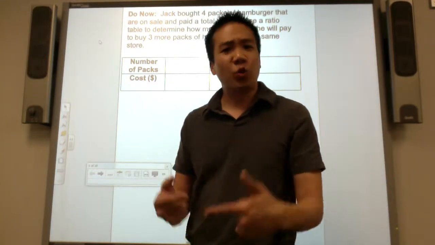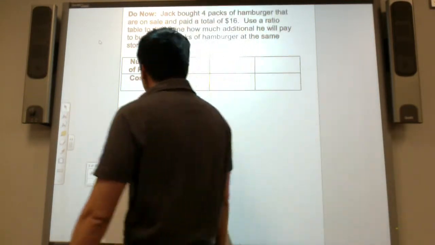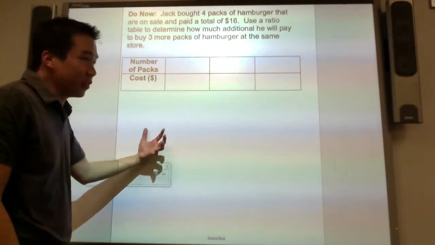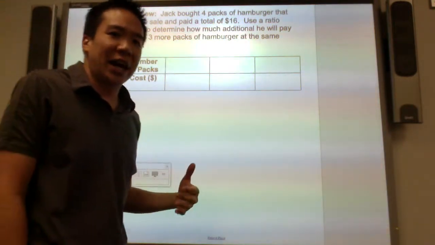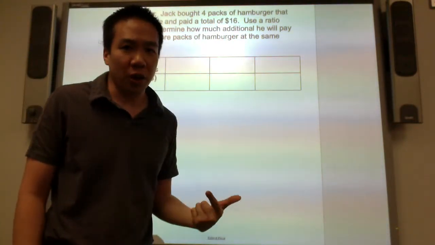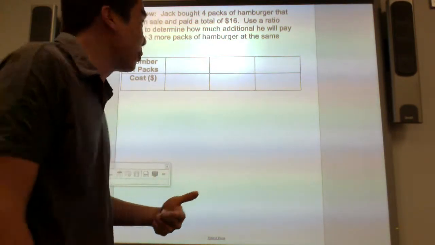Lessons over how to graph ratio and rate tables. So let's go back to our previous lesson of do now. Let's see if you really have a firm understanding of how to complete a ratio or rate table.